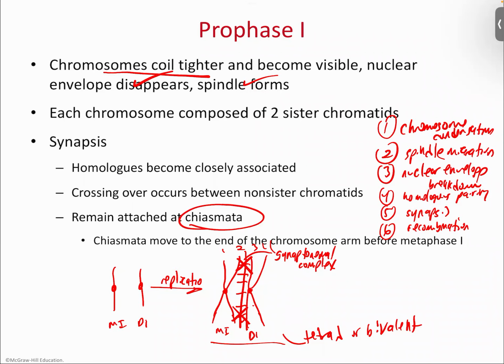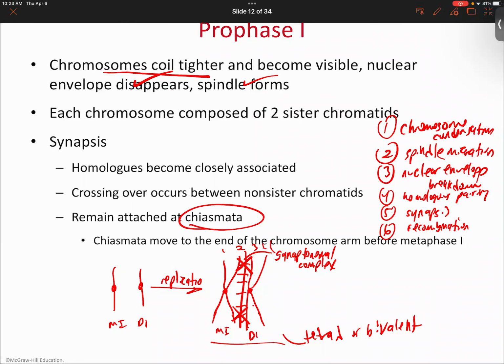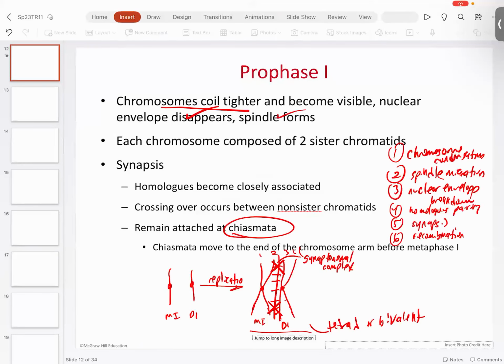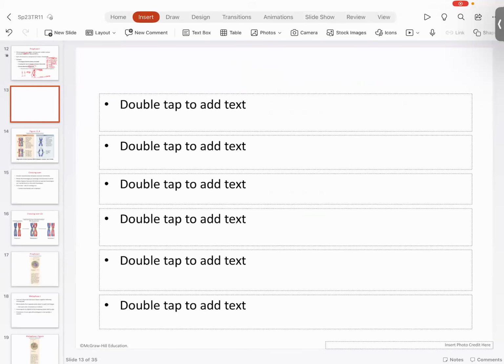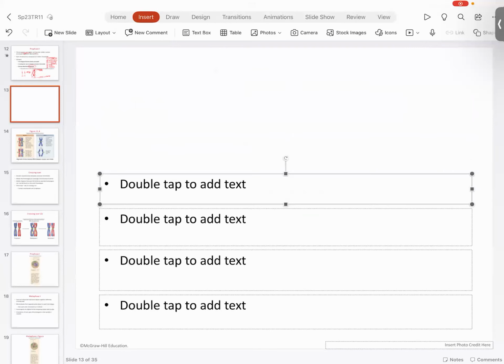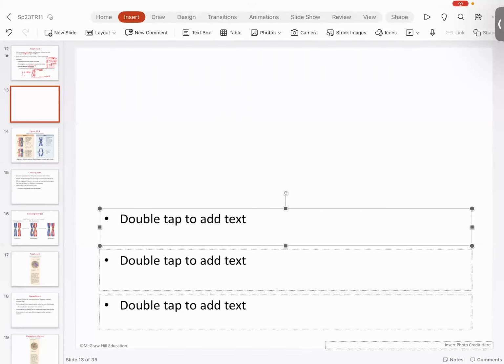But what I want to do is talk a little bit more about recombination, because there are 3 major engines that we see in meiosis, what I call engines of variation. Recombination is the first engine of variation. Think about your engines of variation.